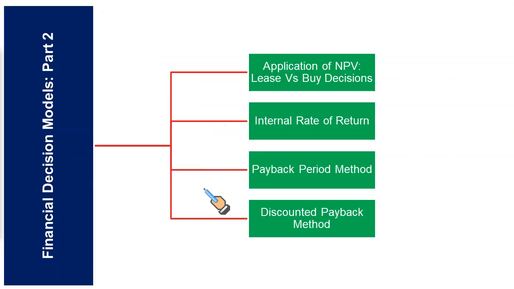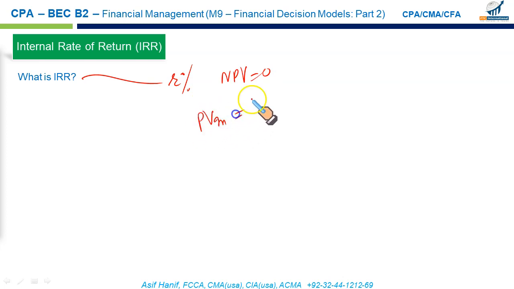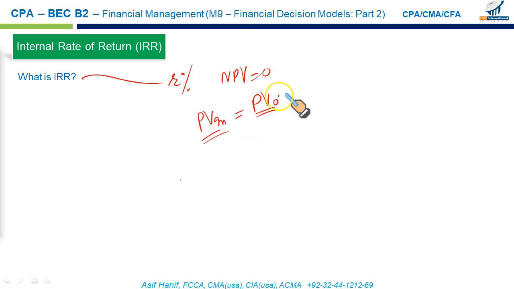Next area, we have the internal rate of return, also called the IRR. What is IRR? IRR is a specific discount rate. It is specific to each project. The discount rate at which the net present value is equal to 0. In other words, a rate that equates the present value of inflows with the present value of outflows, which in most of the cases is the initial investment.